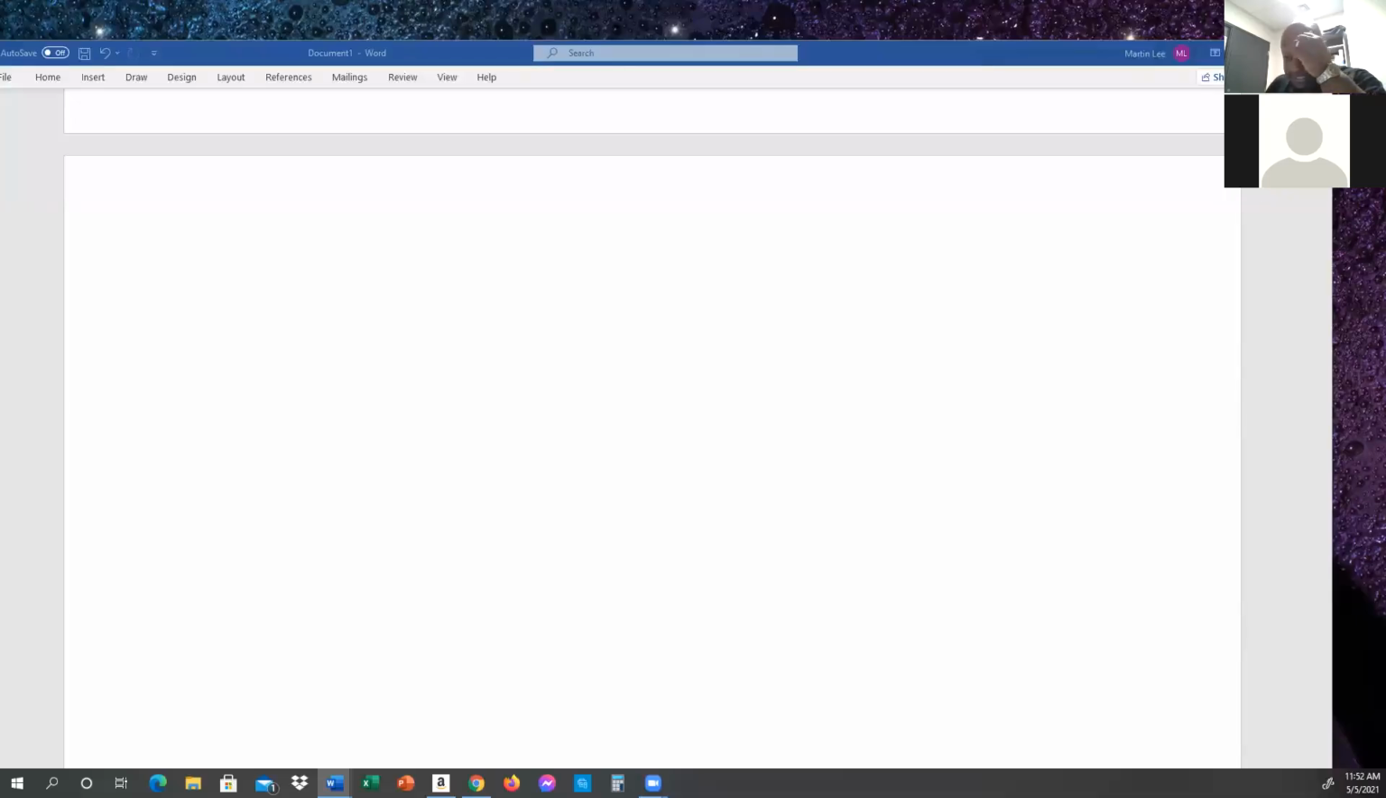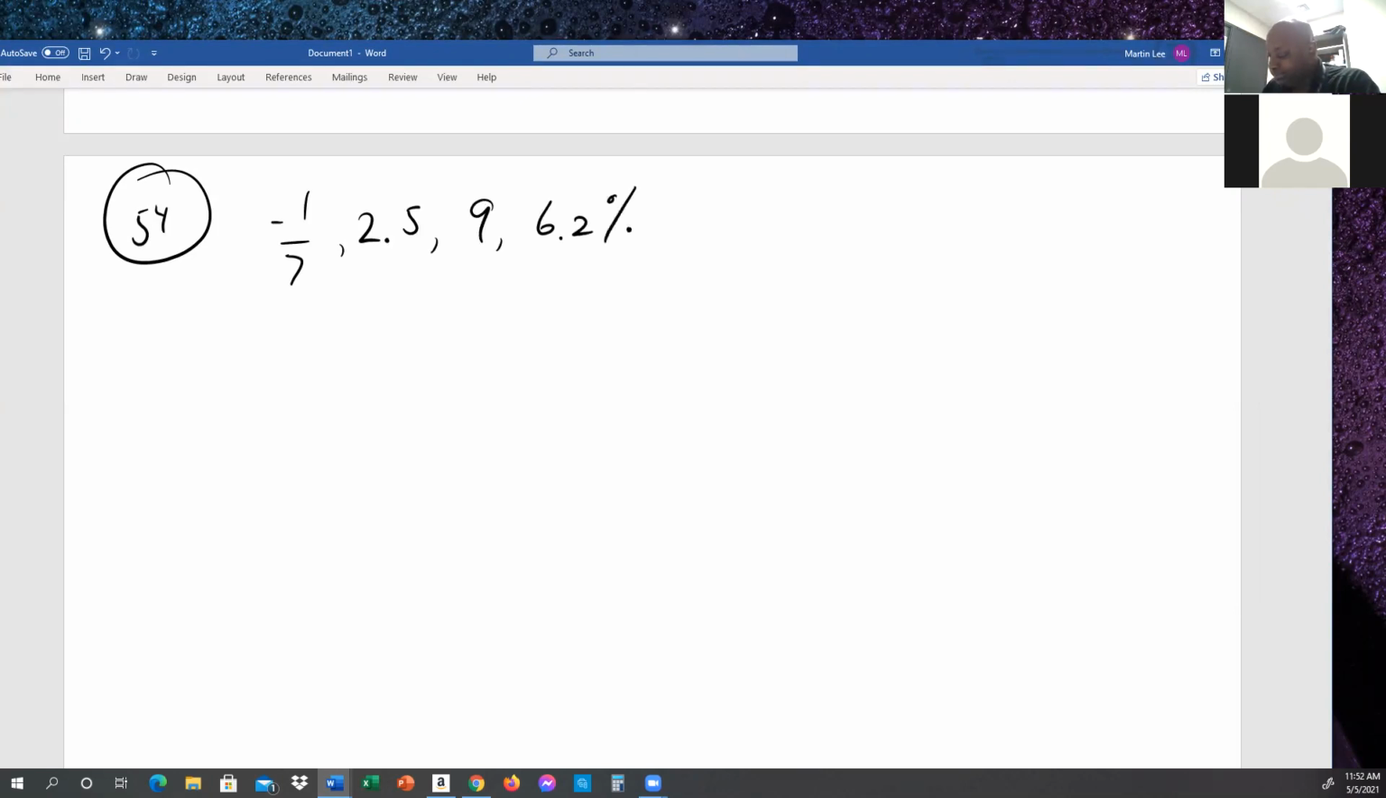Number 54 says write the given numbers from least to greatest. They give us -1/7, 2.59, and then 6.2%. Which is -1/7, 2.59, and change this percent to a decimal. So move this 1, 2. It's going to be 0.062.